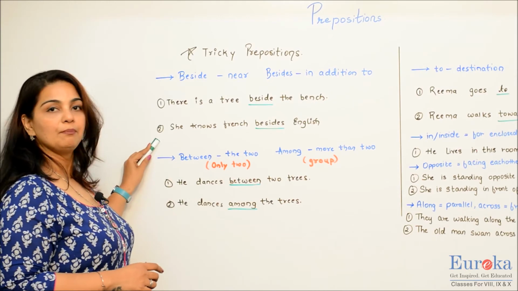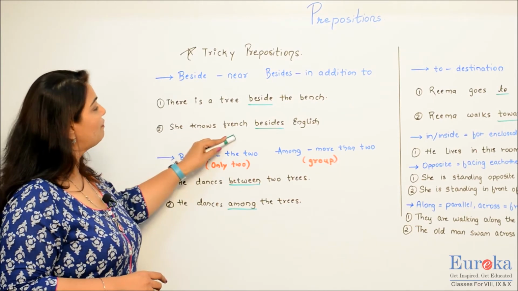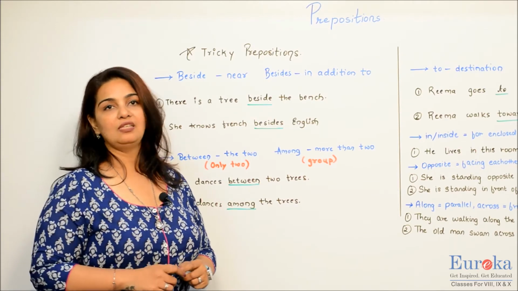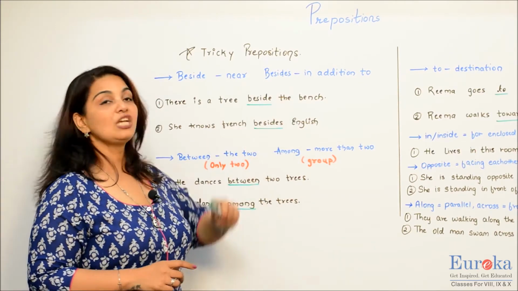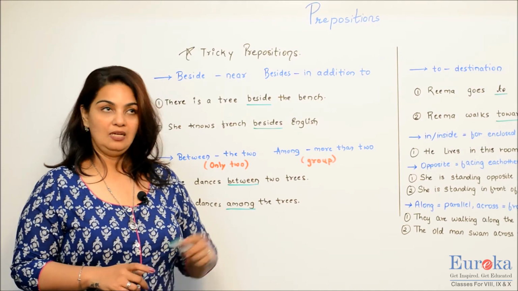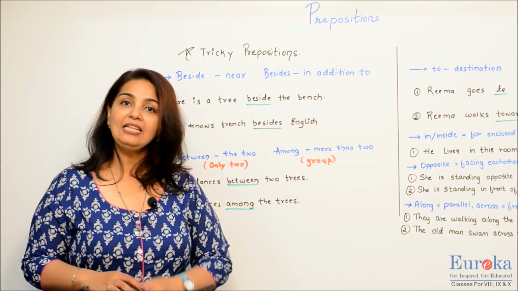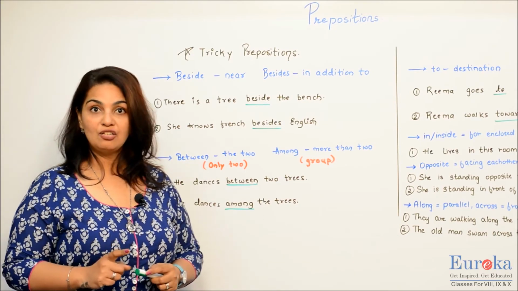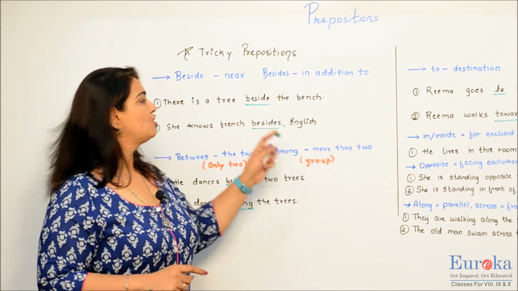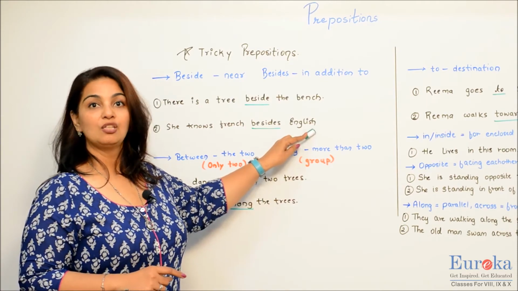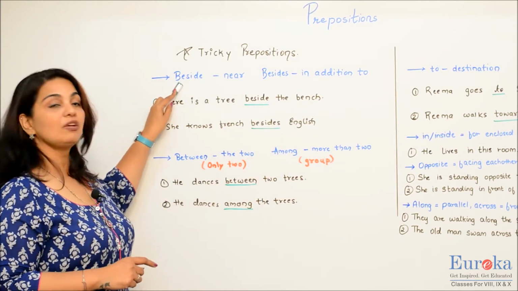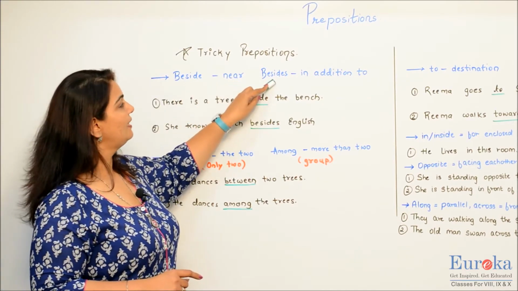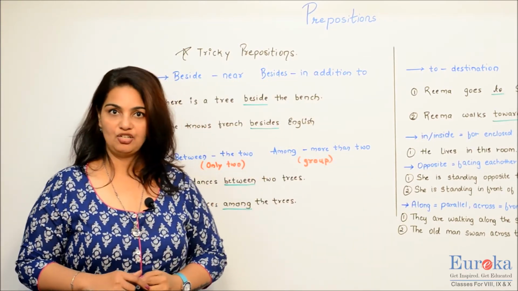The second example, she knows French besides English. The addition of this letter S changes the entire meaning. Besides means in addition to. That means she knows French and also she knows English. So in this way, the first tricky preposition, beside means near, besides means in addition to.